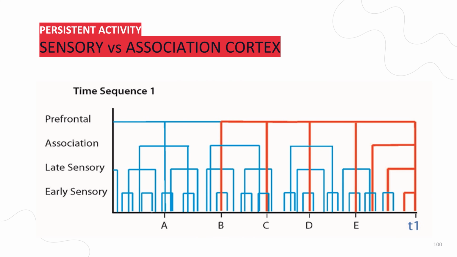This figure shows sustained firing activity occurring in 4 different forms of brain tissue: prefrontal, association, late sensory, and early sensory cortex. The finding in early sensory cortex doesn't last very long, and the firing in association cortex lasts several times longer. Here we can see that the neurons encoding representation A, shown in blue, stop firing, but those for B, C, D, and E, shown in red, are still firing simultaneously.